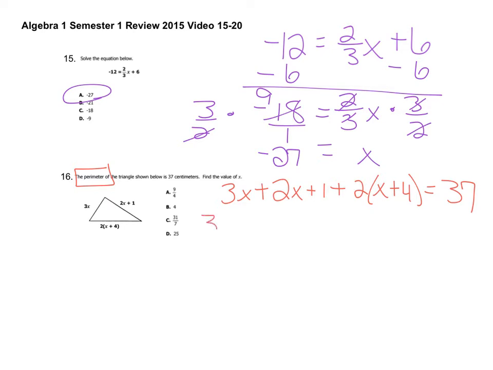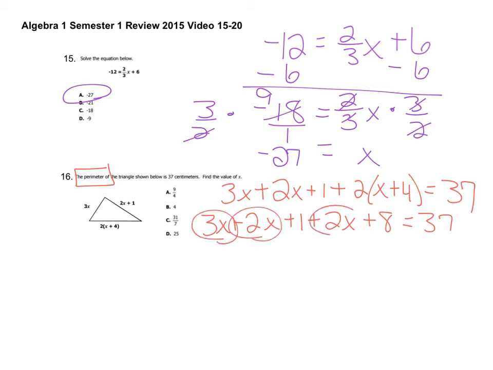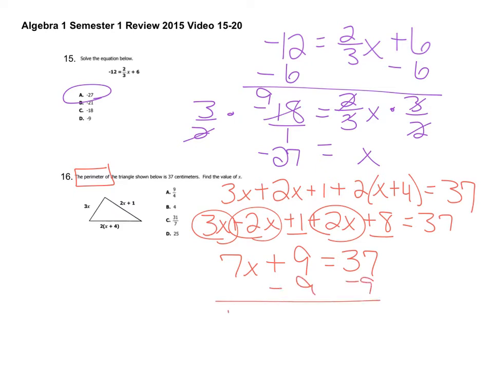I have distributive property. I'm going to take care of it first. 2 times x is 2x. 2 times 4 is 8. I have like terms. 3x plus 2x plus 2x. What is that? 5 plus 2. That is 7x. Then I have 1 plus 8. That's 9. Equals 37. Now it's just a normal two-step equation. I'm going to subtract 9 from both sides. I get 7x equals 28. I'm going to divide both sides by 7, and x is 4.